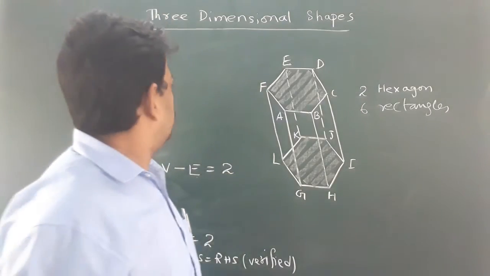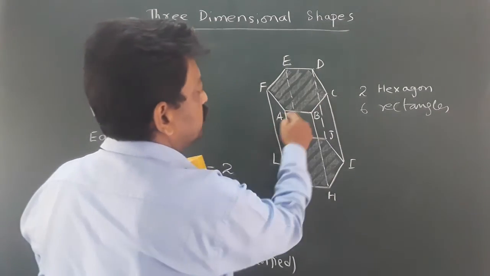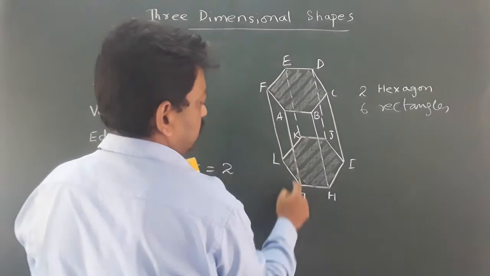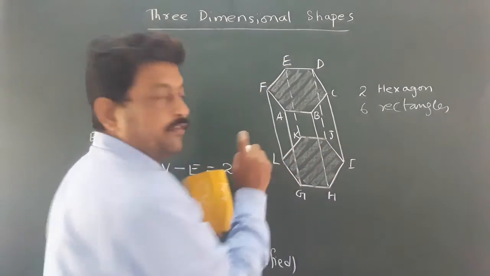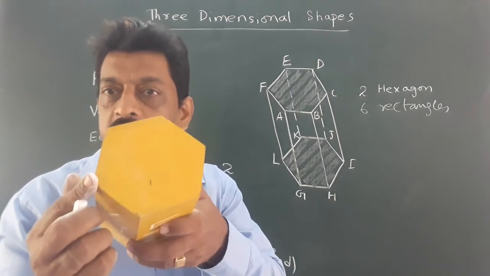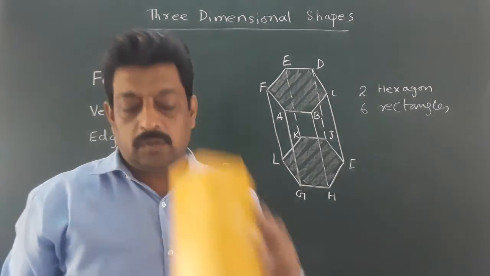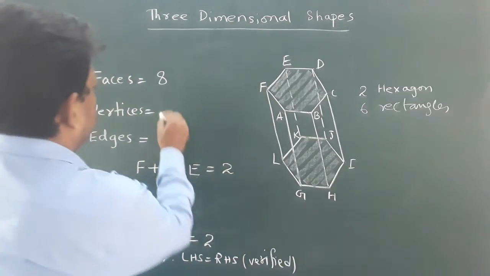Now the number of vertices, the corners. Corners, as you can see from the alphabets, 1, 2, 3, 4, 5, 6, 7, 8, 9, 10, 11, 12. Okay, 12 corners. 6 corners on the top for the hexagon and 6 corners at the bottom for the bottom hexagon. All total 12 vertices.